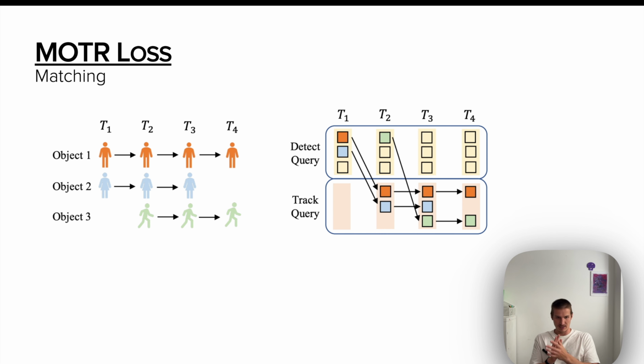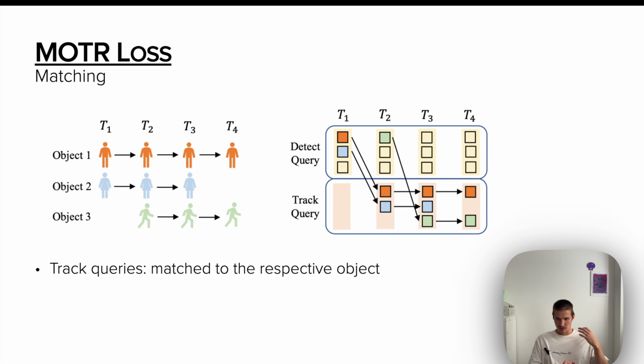And in data-like models, we can consider loss as consisting of 2 steps. The first step is matching, when we decide which model output corresponds to which ground truth object. And the second part is the actual loss calculation. During matching, we will look at track queries and just directly match them to the respective object, because we already know to which object that track query is supposed to correspond.